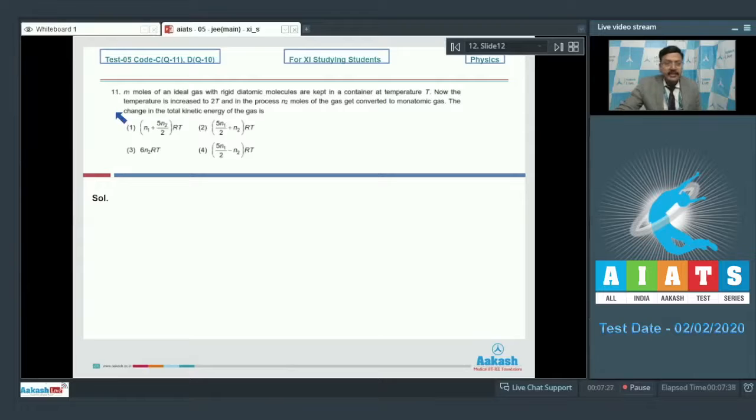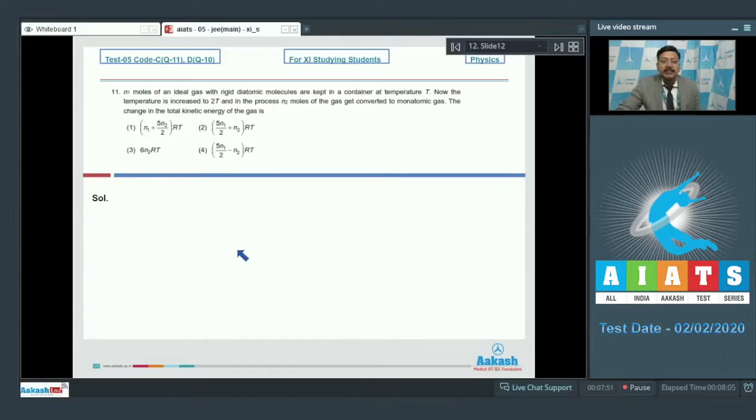Question 11 says N1 moles of an ideal gas with rigid diatomic molecules are kept in a container at temperature T. Now the temperature is increased to 2T, and in the process N2 moles of the gas get converted to monatomic gas. The change in the total kinetic energy of the gas is.